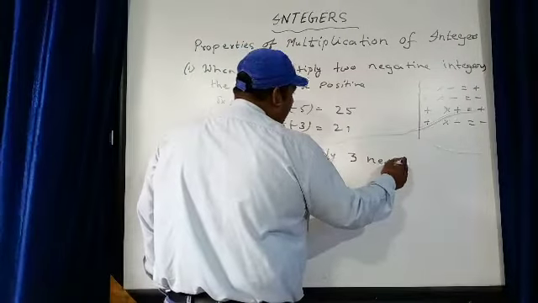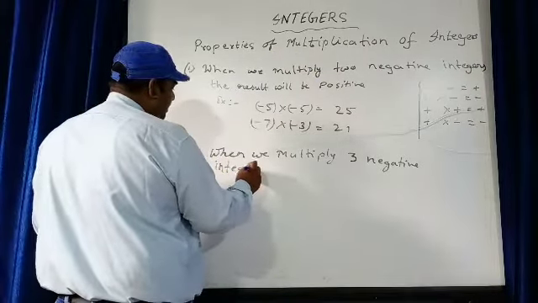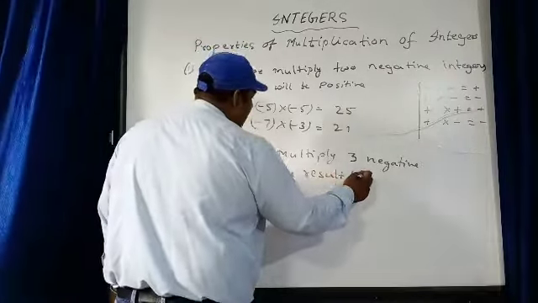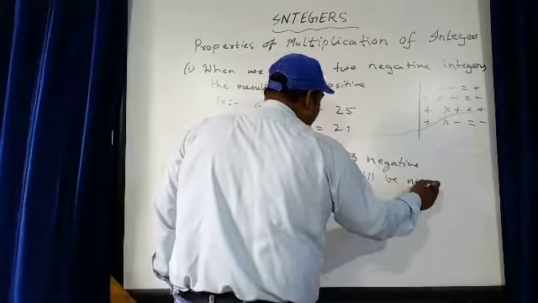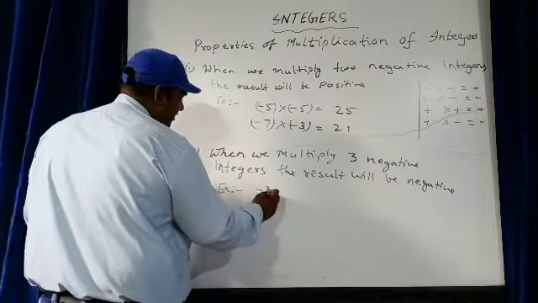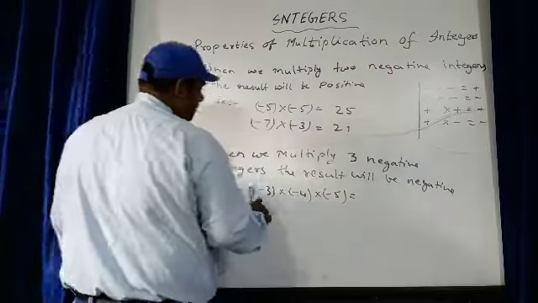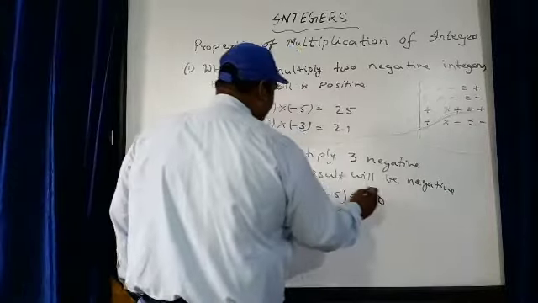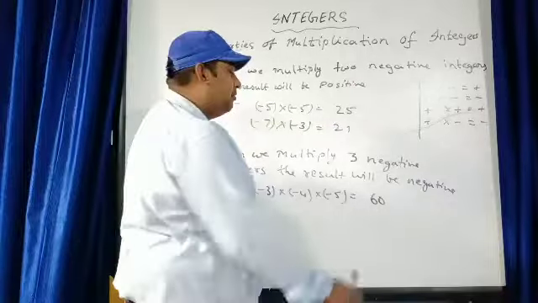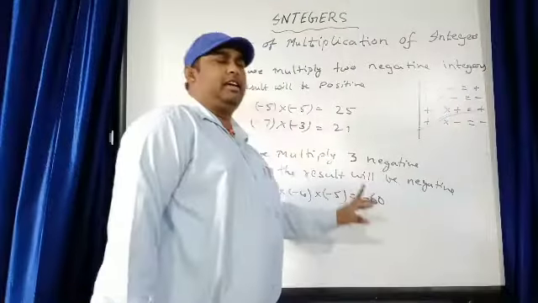Now when we multiply three negative integers, the result will be negative. How, student? We can say that -3 into -4 into -5 will be 3 into 4, 12 into 5, 60. Minus, plus into minus. So the result of three negative integers will be negative.